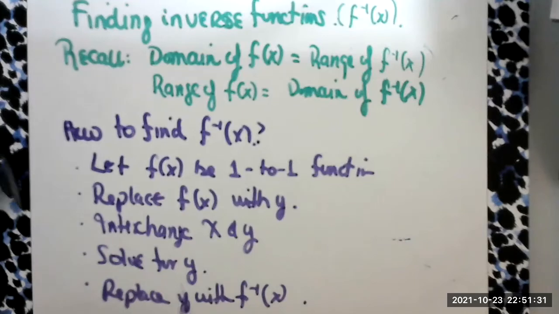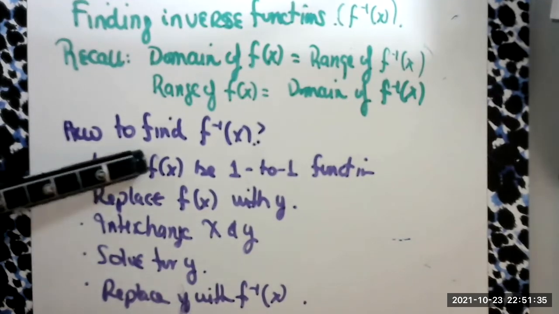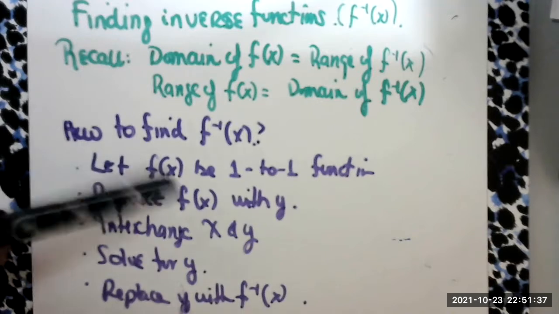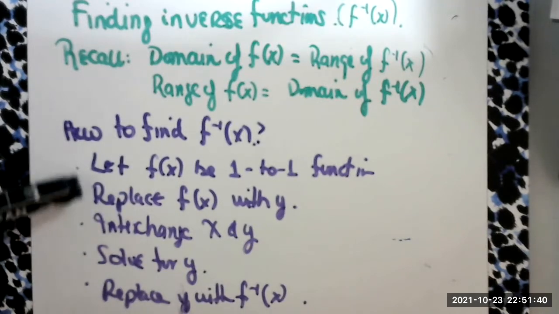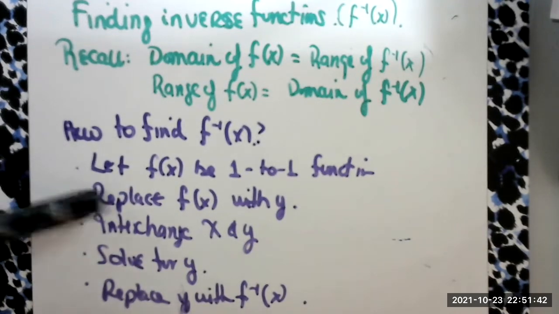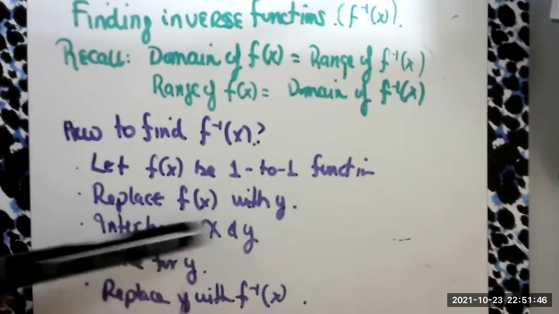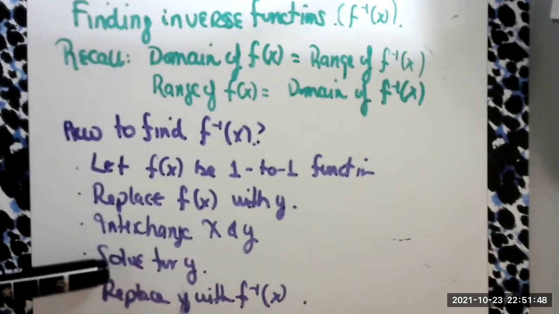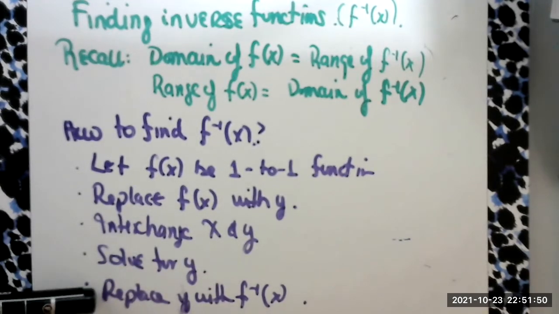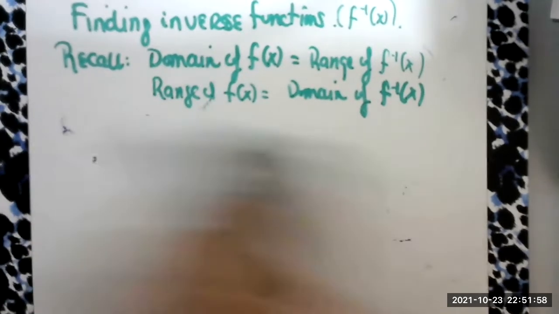And what's the procedure of finding the inverse function? Well, first of all, the original function f of x must be one-to-one. Then we need to replace f of x with y. We interchange x and y, and we solve for y. Last but not least, we replace y with f inverse of x. Okay? So from this point forward, this is what we are going to be doing.